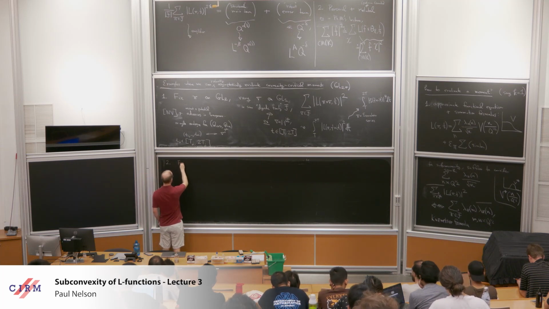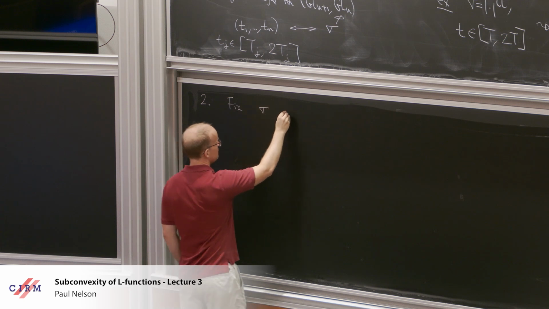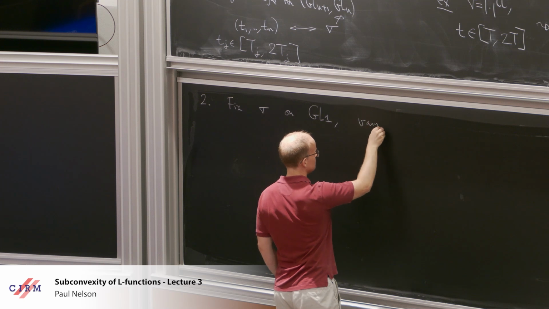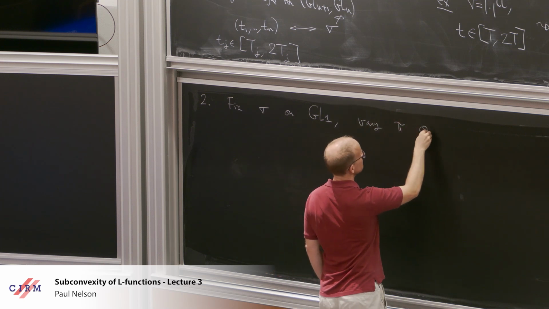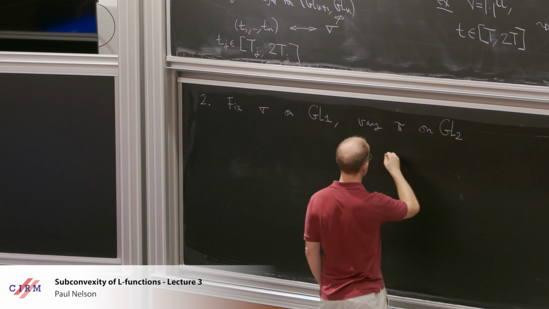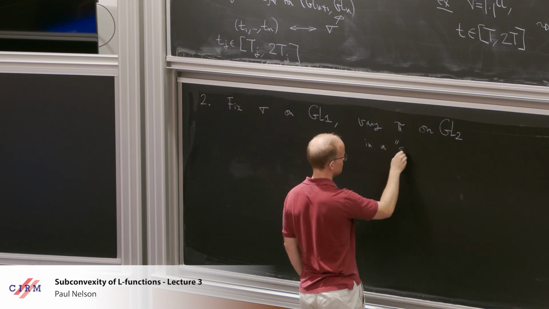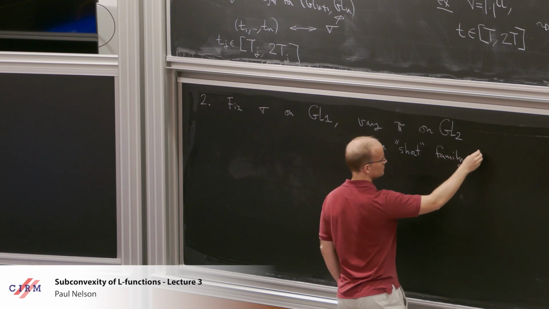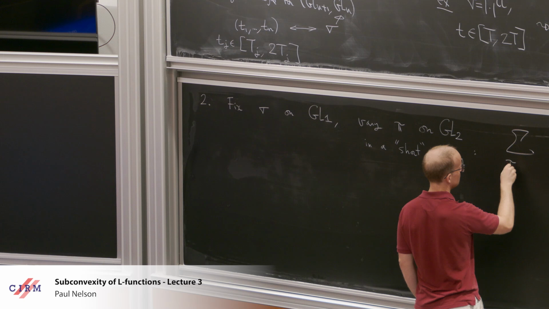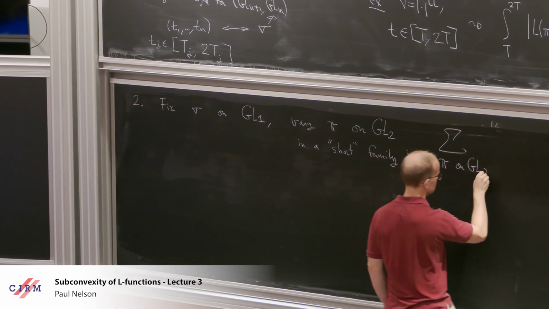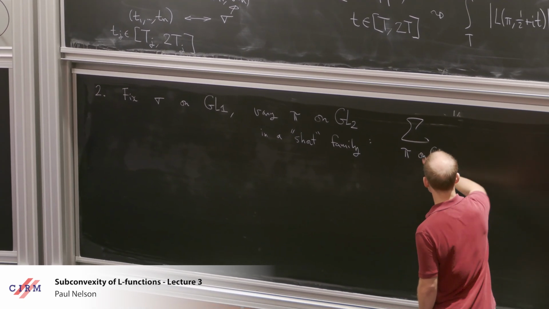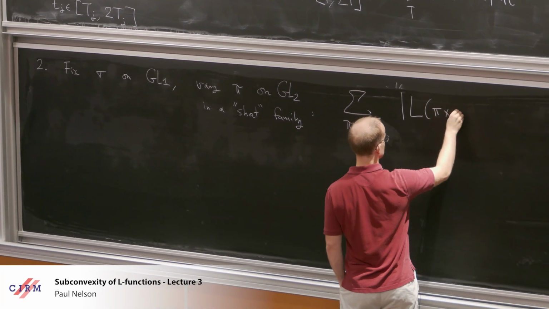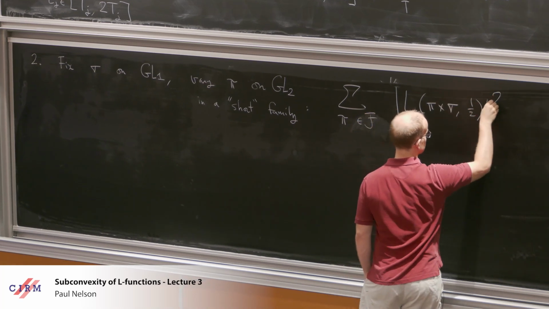So we could also fix sigma on GL_1 and vary pi on GL_2 in what I'll call a short family. So you could say sum over pi in F, like so.